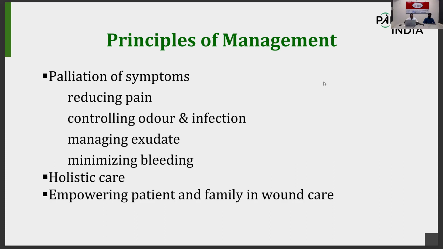How are we going to reduce the pain? If the patient is having pain, we should give analgesic medicines to that patient. So in palliation of symptoms, we should reduce the pain. Then controlling odor and infection. We know a fungating wound with malodor is very difficult to treat, so we should control the odor and infection.